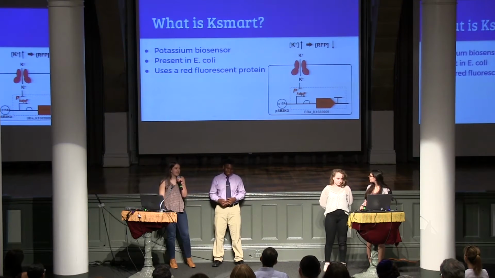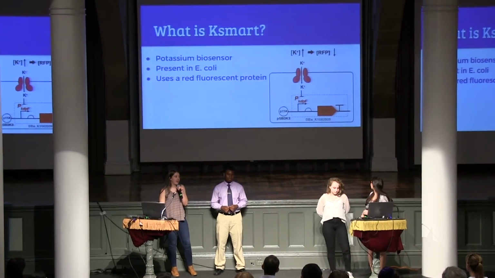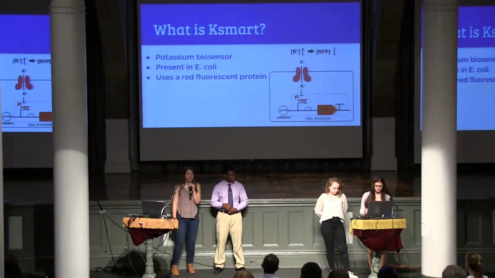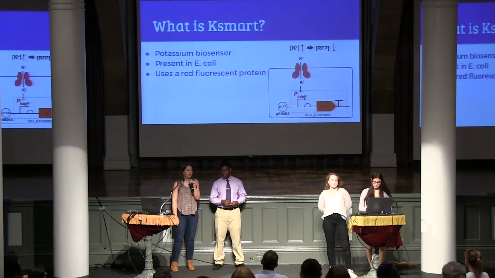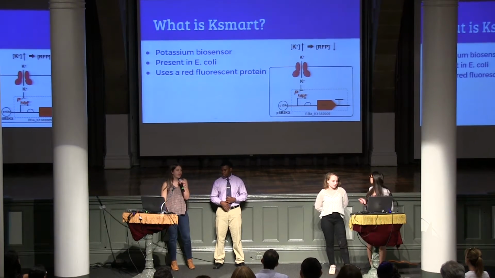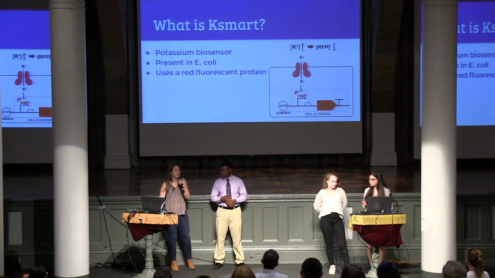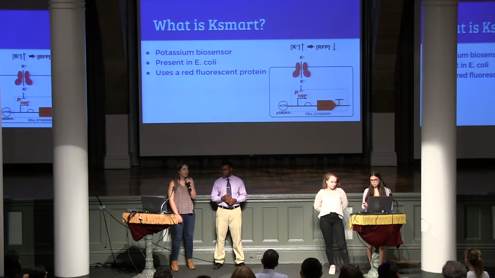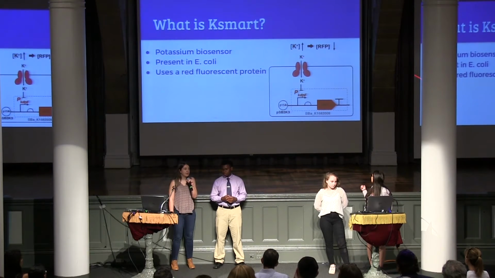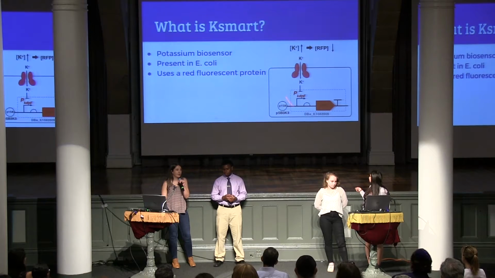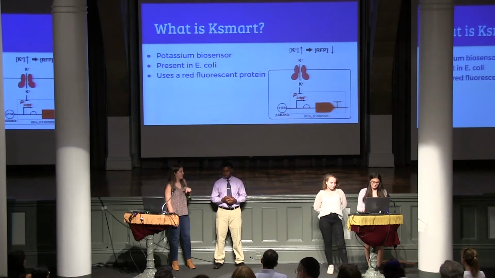K-Smart is the potassium biosensor. We use a strain of E. coli called DH5 alpha to create this biosensor. When there is no potassium detected, the red fluorescent protein will glow, but when there is potassium detected, the bacteria will not glow a red color.